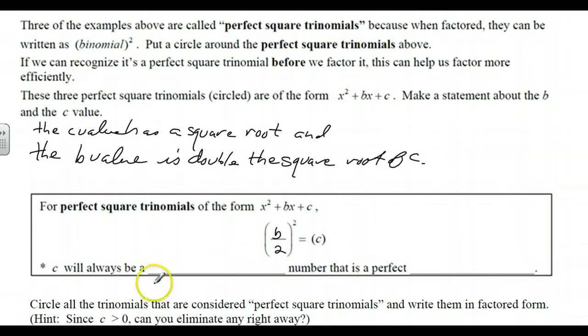And c will always be a number that is a perfect square. C could be a rational number. Maybe just say a whole number. It's actually, yeah, because it's positive. C has to be positive.